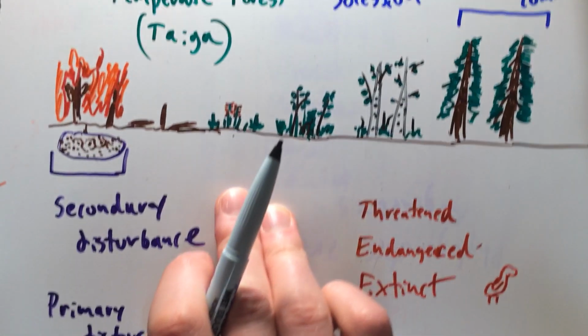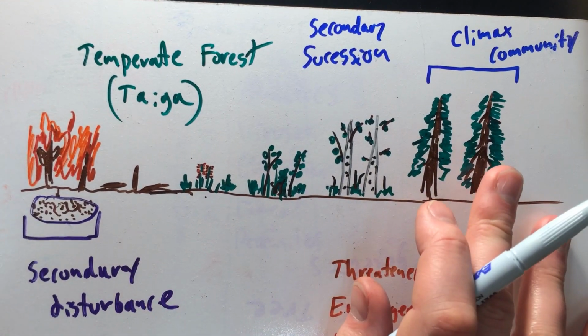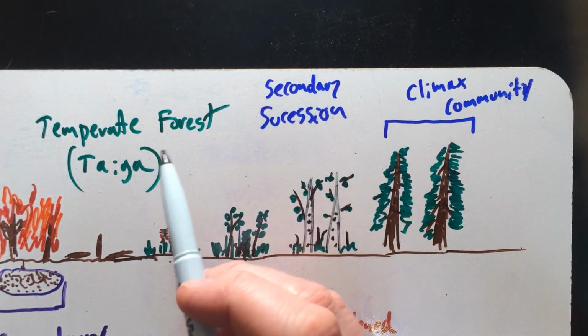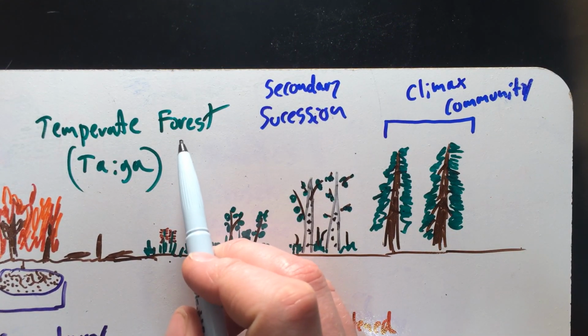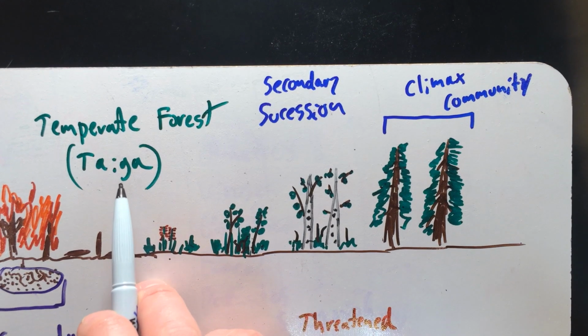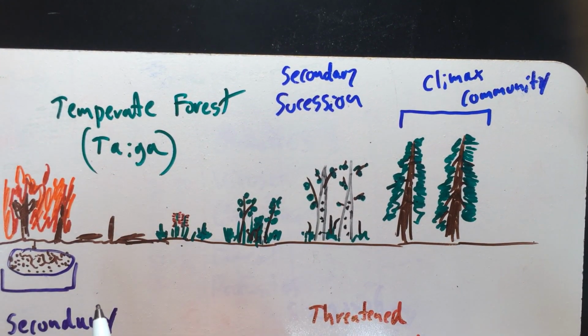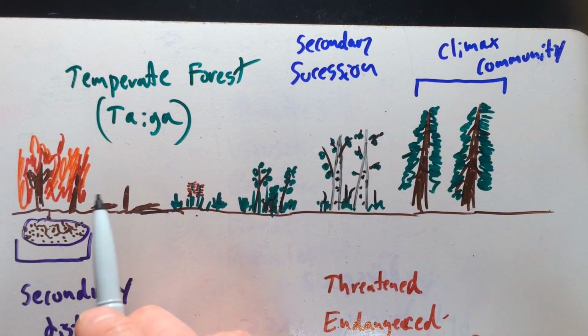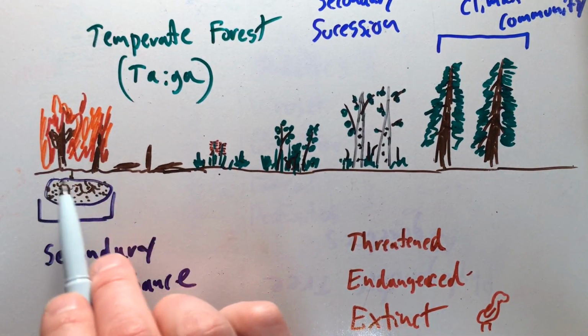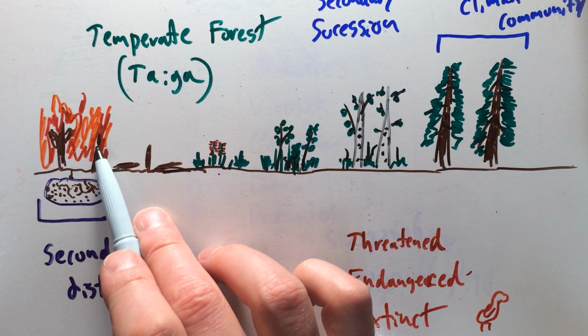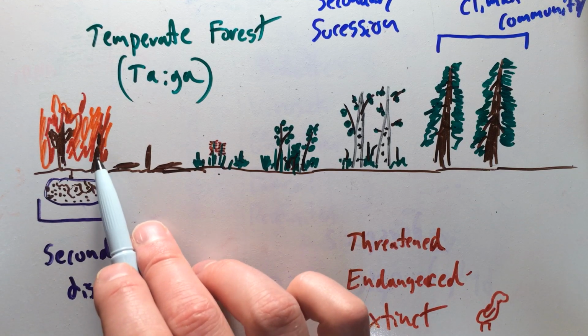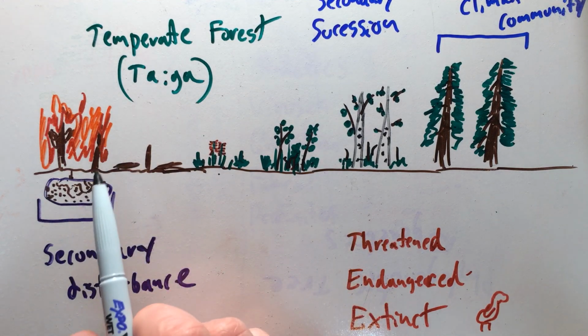Okay, in this section, we talked about forest succession. So here in Alaska, we live in a temperate forest, often referred to as taiga, or like a near Arctic forest. And we start here with a forest fire. The forest fire burns really hot. It kills everything. Big animals can get away.